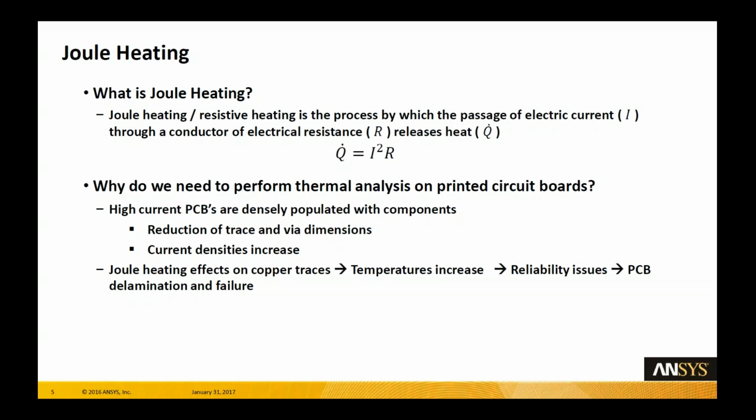Thus, higher temperature on some major components, say the battery or the CPU chip. So the Joule heating effects on copper traces cause temperature increases, and thus cause reliability issues, thus cause PCB delamination and failure. So the whole purpose of doing DCIR simulation is trying to prevent reliability issues and the delamination and failure of the PCB.